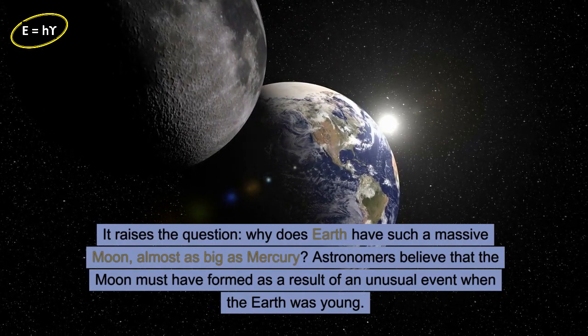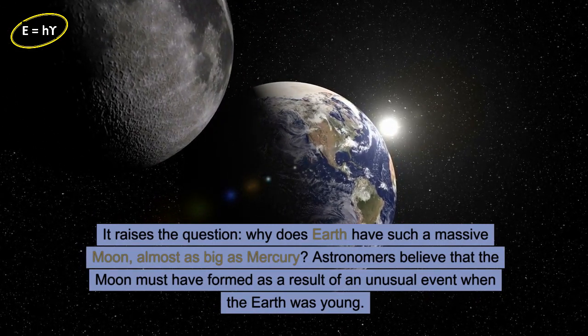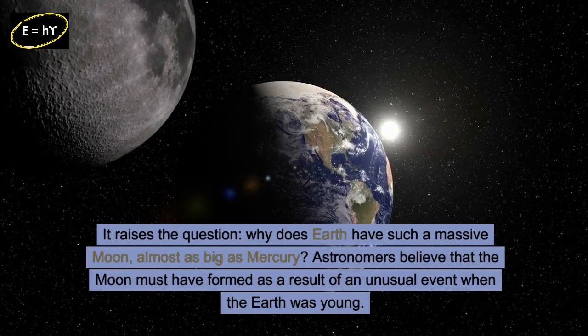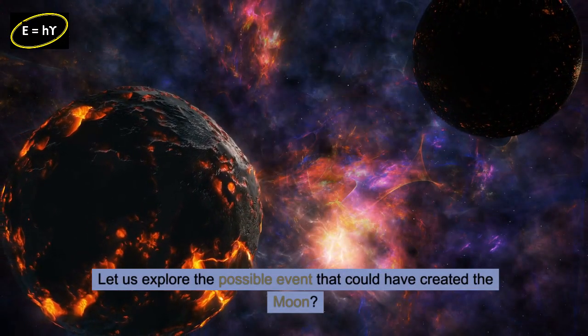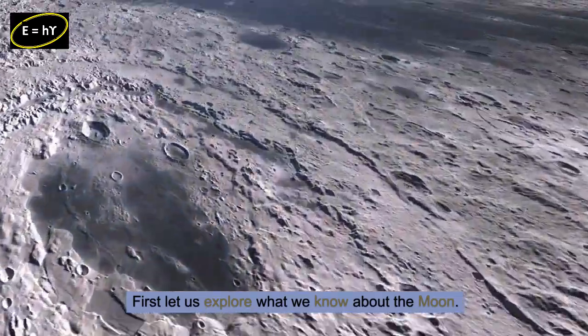It raises the question: why does Earth have such a massive moon, almost as big as Mercury? Astronomers believe that the Moon must have formed as a result of an unusual event when the Earth was young. Let us explore the possible event that could have created the Moon. First, let us explore what we know about the Moon.